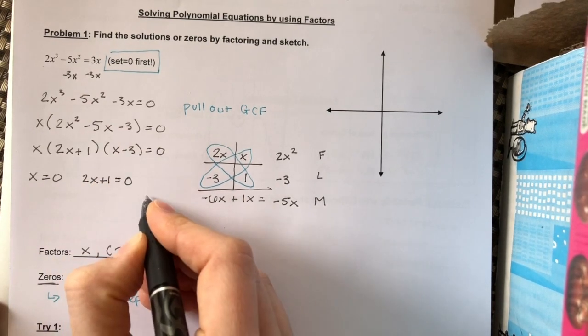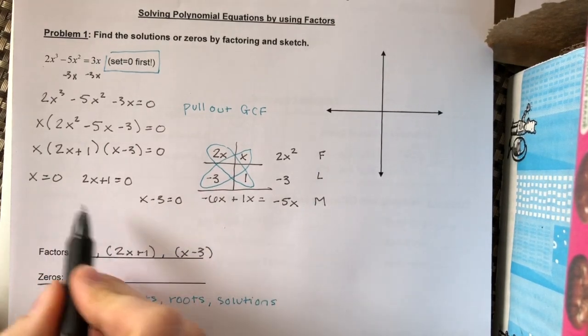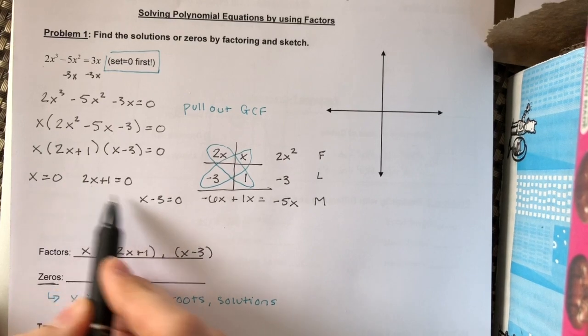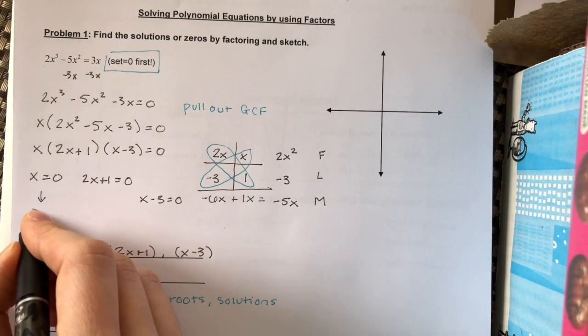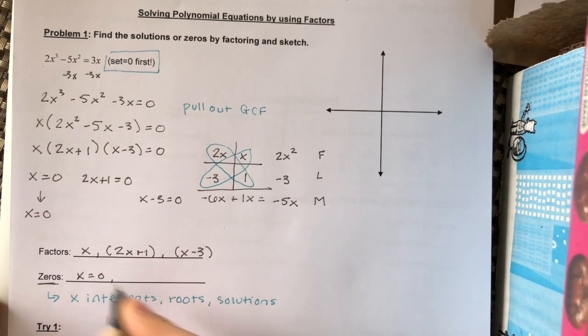Completely independently of all the other ones. We're trying all the possibilities. It could be that this factor was equal to 0, or it could be this one. Okay? So our first one, we don't have to do any math. X equals 0. That is one of our roots.